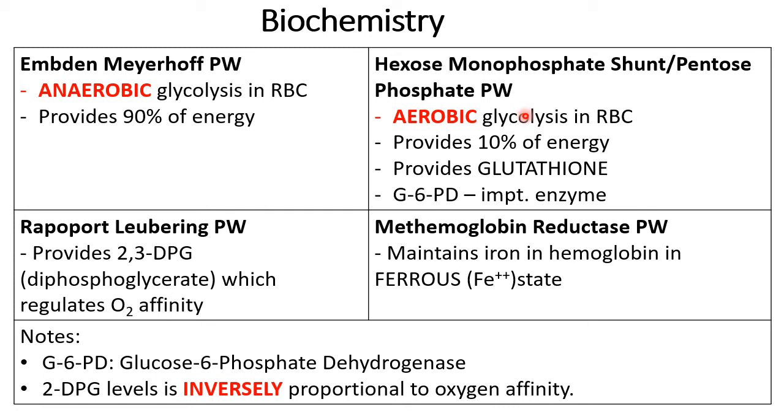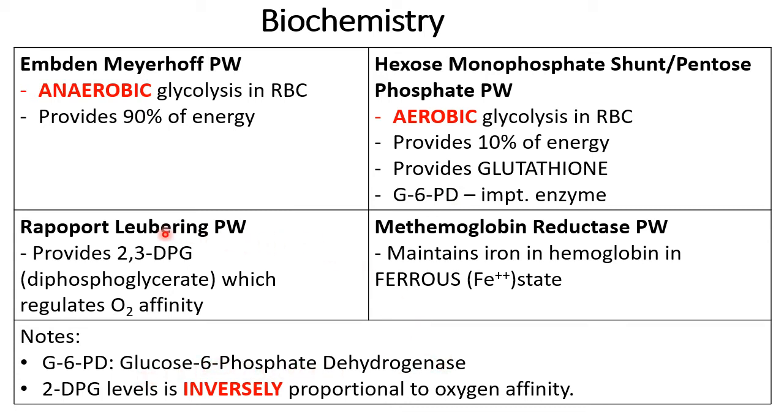And then dito tayo, HMP or the Hexose Monophosphate Shunt or PPP, Pentose Phosphate pathway. Dito naman, it provides the lesser amount of energy through aerobic glycolysis. And this pathway will provide glutathione. Glutathione is actually used for the prevention of oxidation of hemoglobin. It protects from free radicals. And yung important enzyme na makikita natin dito is your G6PD, which stands for glucose 6-phosphate dehydrogenase.